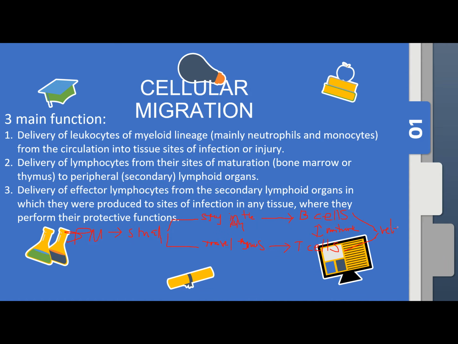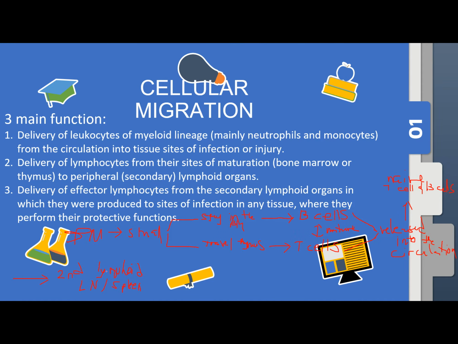They would now be released into the circulation. Now, from the circulation, class, they would go to the secondary lymphoid organs, specifically the lymph nodes and even the spleen. Now, while they are traveling in the circulation, please take note that they are considered naive T cells and B cells. Basically, they have not yet been exposed to antigenic components.